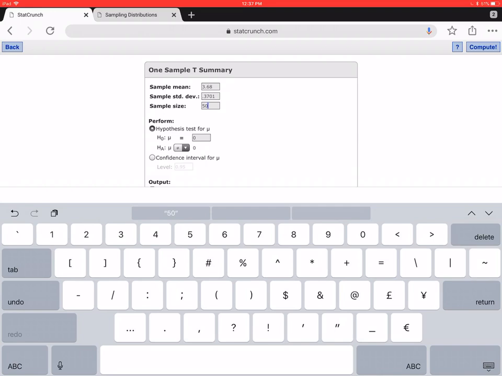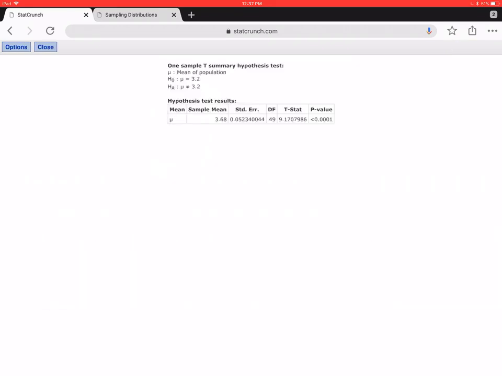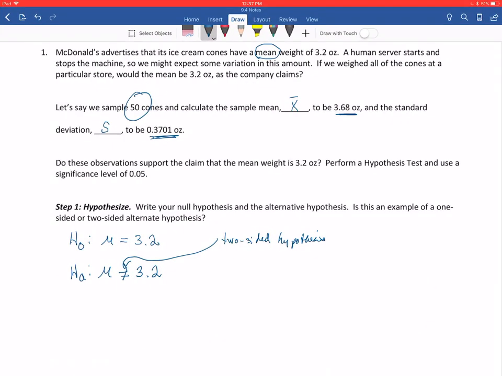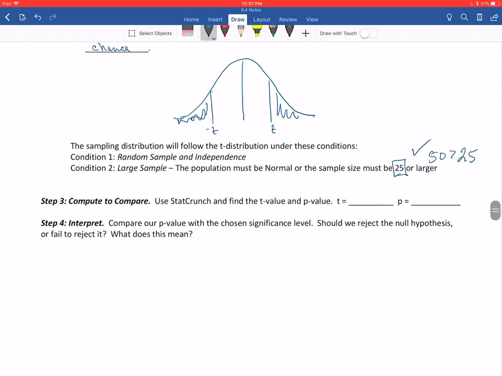We are performing a hypothesis test, so we want to keep it clicked on that. But remember, you always have to change your hypotheses here. In this case, the null would still be equal to 3.2. We decided on the two-sided alternate hypothesis, so we're okay to leave that one as not equal to. And we can go ahead and compute after that. So our t-stat looks like it's 9.17, and our p-value is very tiny. Let me go down here to record that. It was 9.17, and the p was simply less than 0.0001.